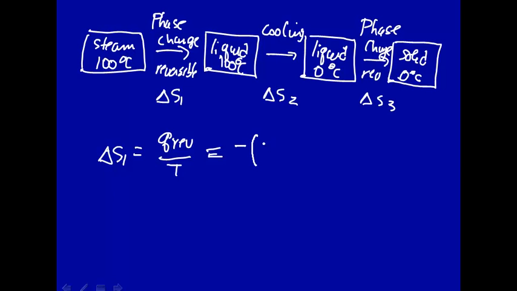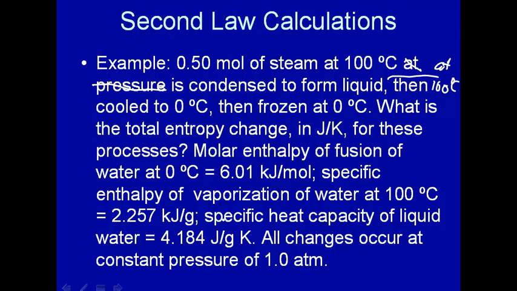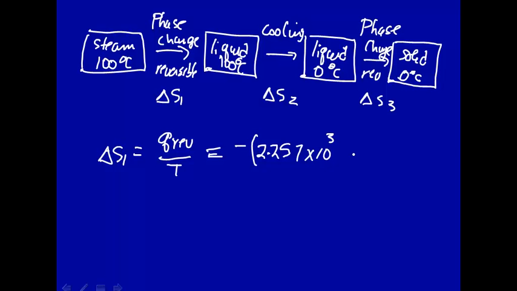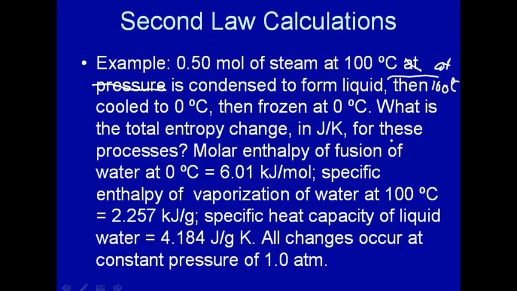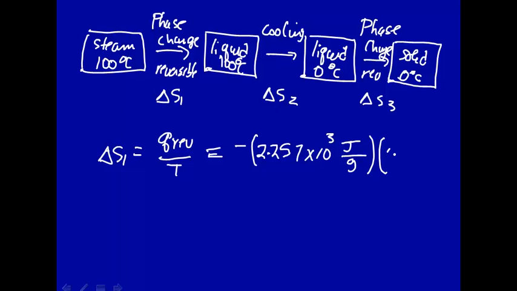All right, so if we have a gram, this would be 2.257 times 10 to the third, because the problem specifies we want joule per Kelvin. So this is joule per gram of water. That's an intrinsic variable. We want to change that to the extrinsic heat capacity, so we have to multiply by the amount of water here. We're given 1/2 mole of steam, 0.5 mole.